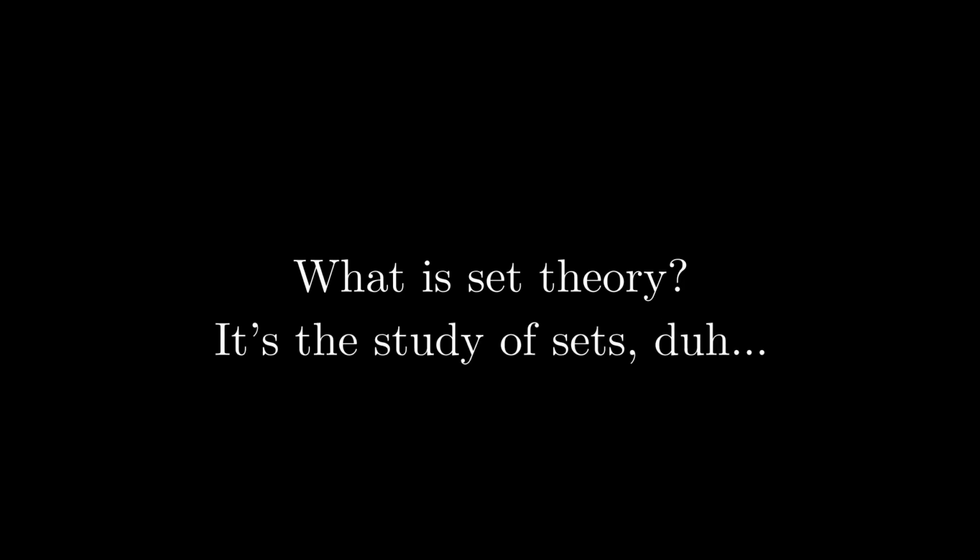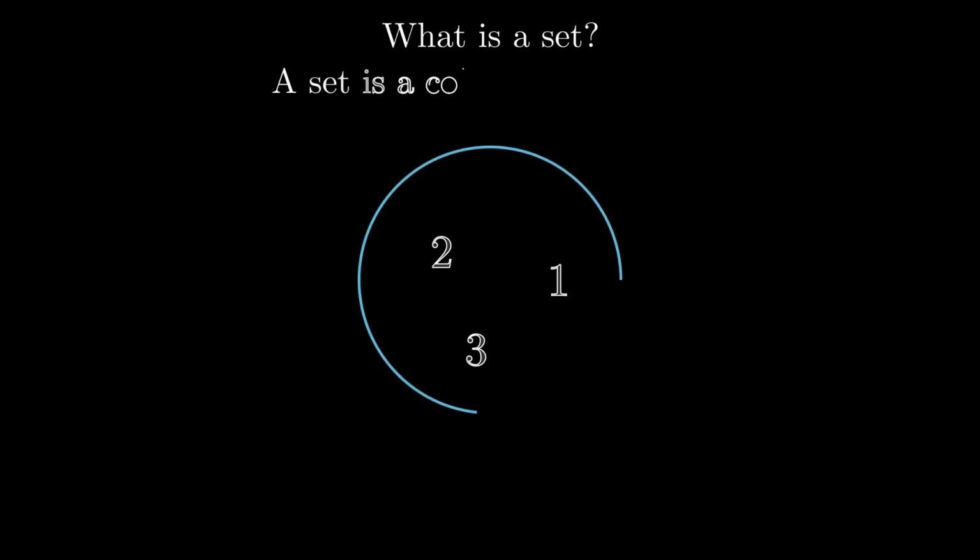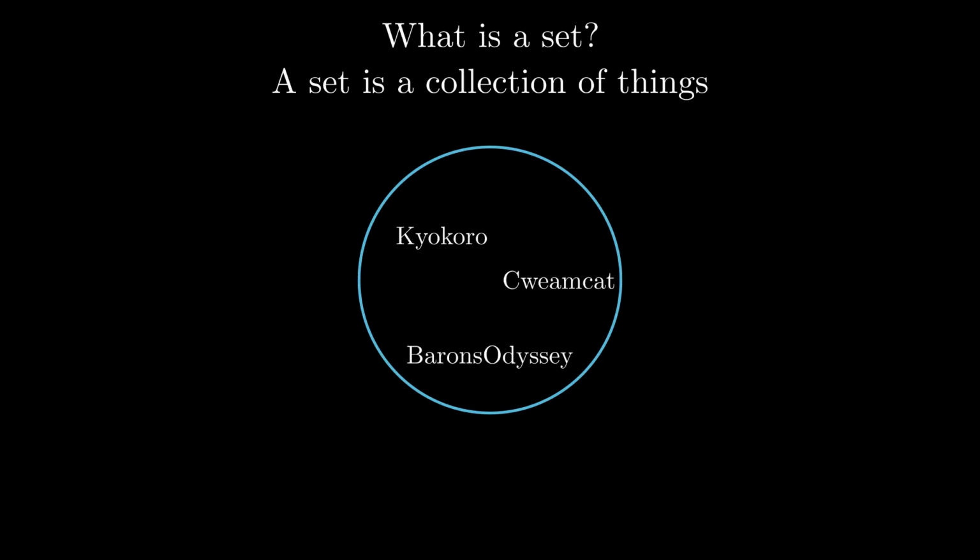I think the first natural question to ask here is, what is set theory? Well, it's the study of sets, which is probably pretty obvious. So the real first question we should ask is, what exactly is a set? To put it simply, a set is a collection of things. These things can be literally anything. They can be numbers, letters, or even VTubers.